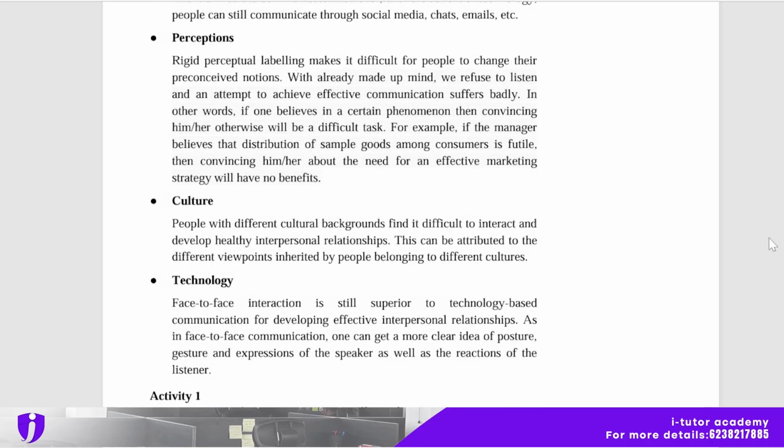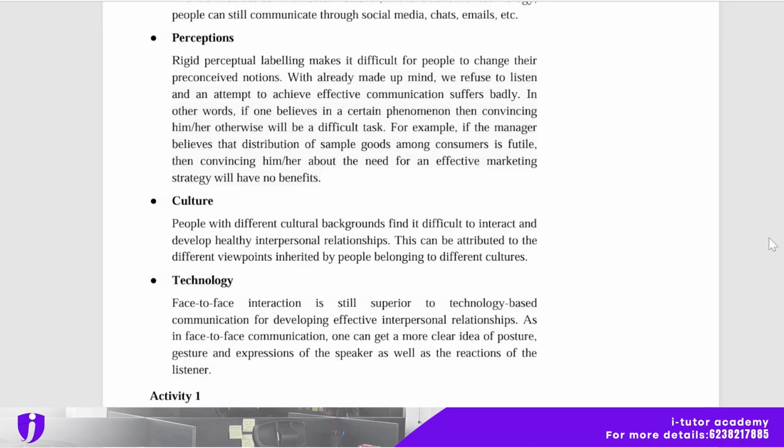Perceptions. Rigid perceptual labeling makes it difficult for people to change their preconceived notions with an already made up mind. We refuse to listen, and the attempt to achieve effective communication suffers badly. In other words, if one believes in a certain phenomenon, then convincing him or her otherwise will be a difficult task.